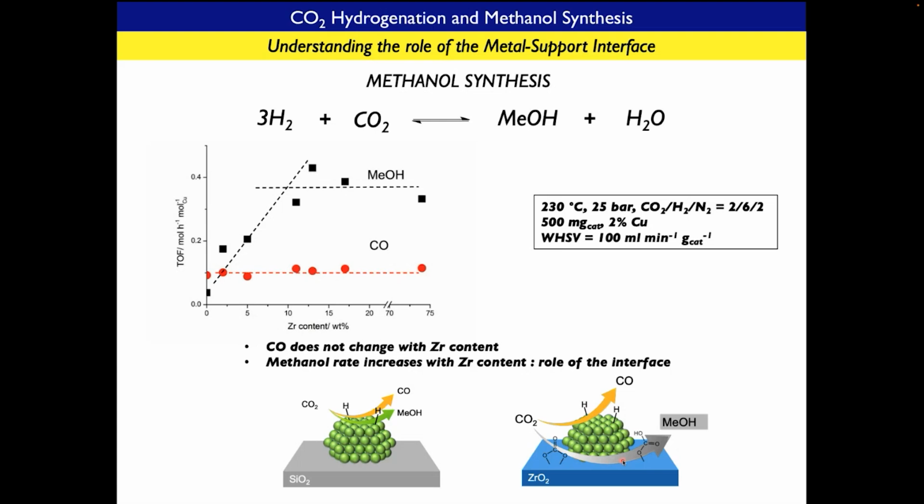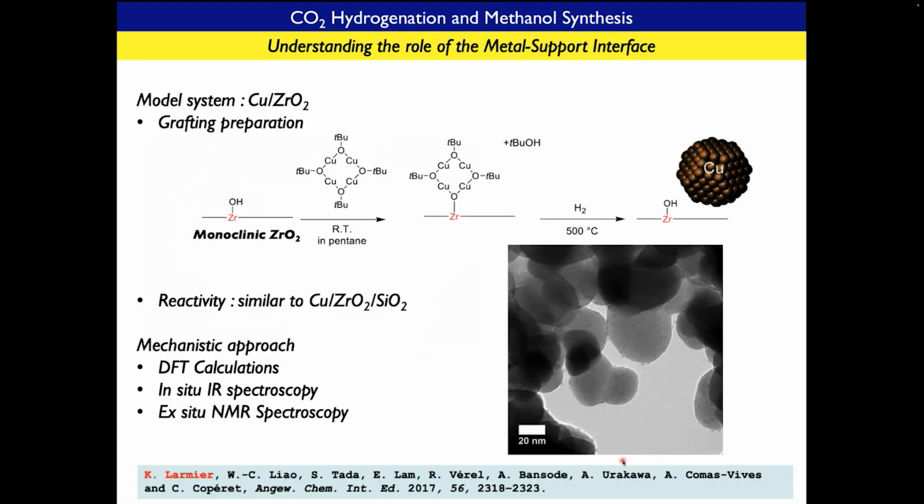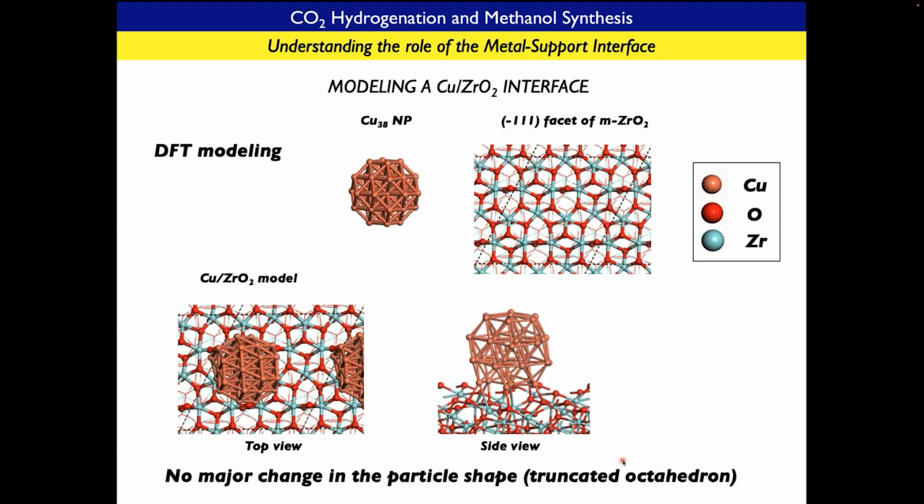So there is no doubt that zirconia triggers the formation of an interface which promotes the CO2 to methanol conversion rate. With that in hand, we said, let's simplify the system further and go to copper on zirconia, and try to understand this system by combining DFT calculations, in situ IR, and ex situ NMR spectroscopy. Again, I will make a long story short.